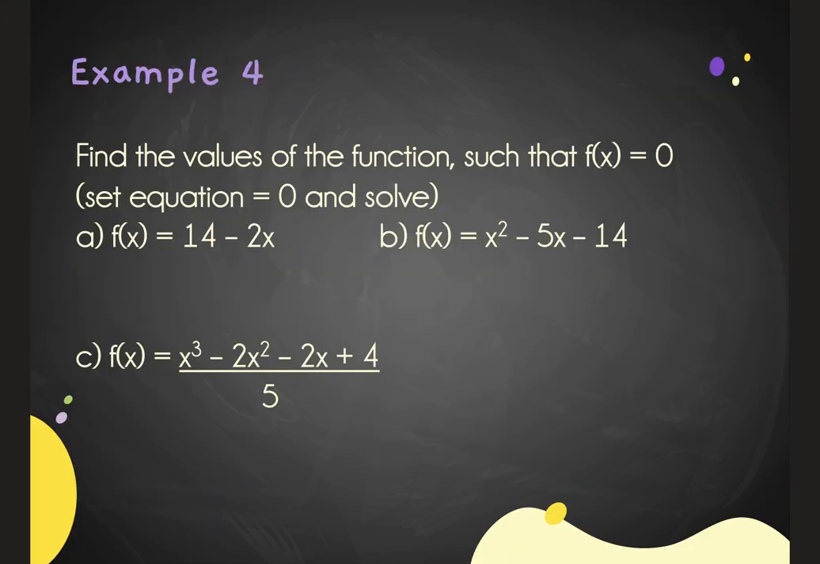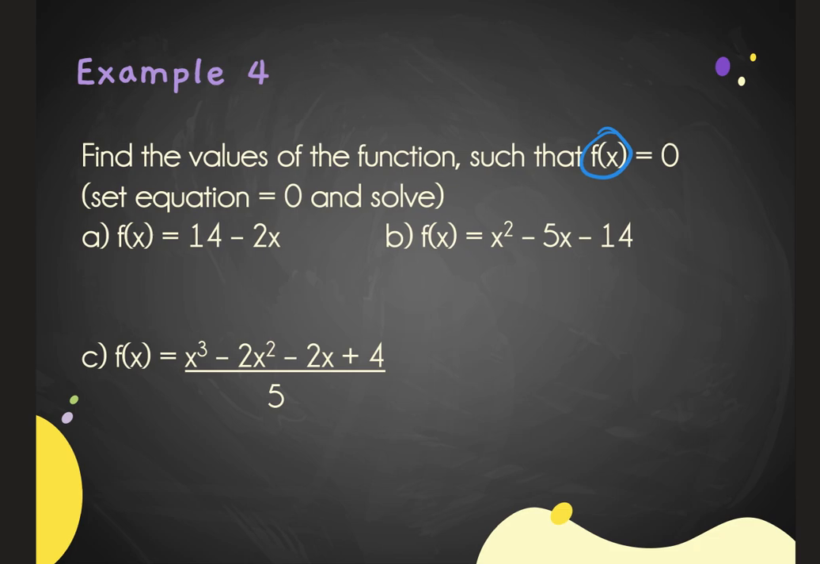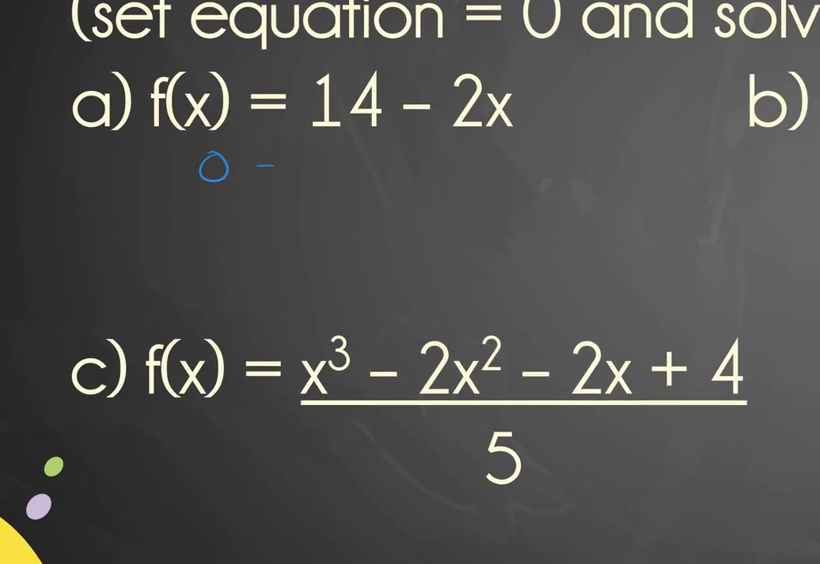All right, example 4 says, find the values of the function such that f of x equals 0. And all that means is take that equation and set it equal to 0. So f of x is just like a y, right? We can use those interchangeably. And these are all functions, so they'll say f of x, but you can also see them say y. And it's saying set it equal to 0. So I literally do 0 equals 14 minus 2x. And we solve. I can add the 2x or subtract the 14. It doesn't matter. And then divide by 2. And x is 7.